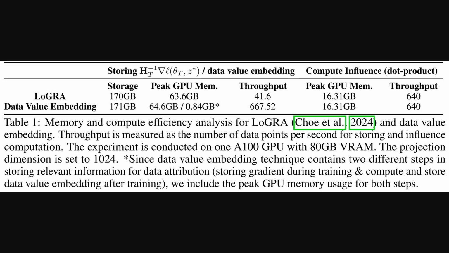So, we saw DVEmb is more accurate, but is it efficient? Well, Table 1 tackles exactly that, comparing DVEmb against LOGRA. Look at the peak GPU memory needed for storing the embedding data. DVEmb needs less than a gigabyte, while LOGRA requires over 63 gigabytes. And the throughput for storing? DVEmb is way faster, over 15 times faster. This really highlights the practical efficiency gains of their method for these large-scale models.